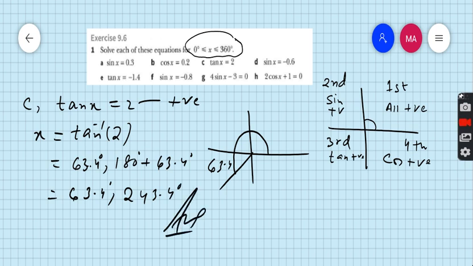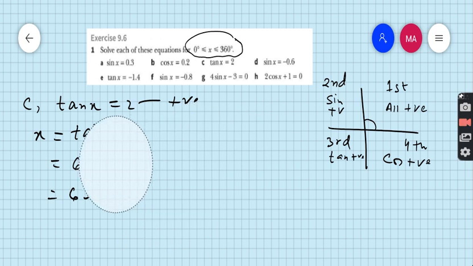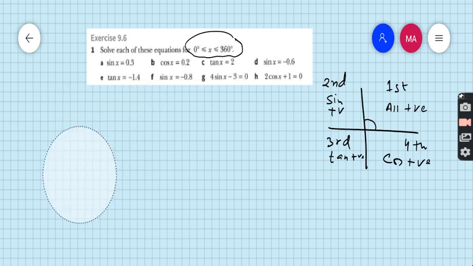So hope you understand that the value of tan given is positive, and tan is positive in the first and third quadrant. So you should have good command on quadrants of trigonometry. Part D.